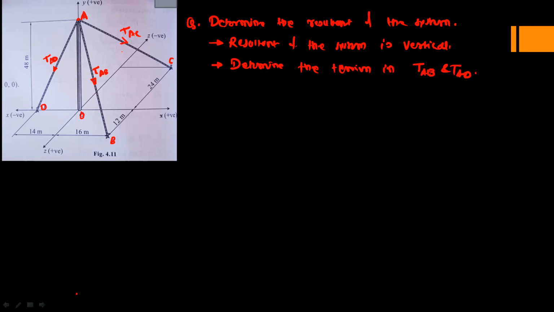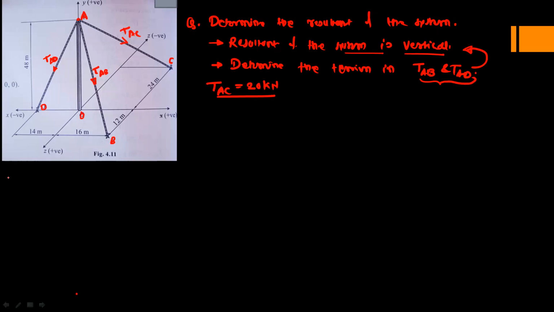Okay. So out of the 3 tensions, one value is given, which is the tension AC, and this is given as 20 kilonewton. And we have to find out the remaining 2 values, tension AB and AD. For that, a condition is given. The resultant of the system is vertical. So when the resultant is vertical, that means the resultant will be acting along the y direction. And therefore, the x component of the resultant will be 0, and the z component is 0.